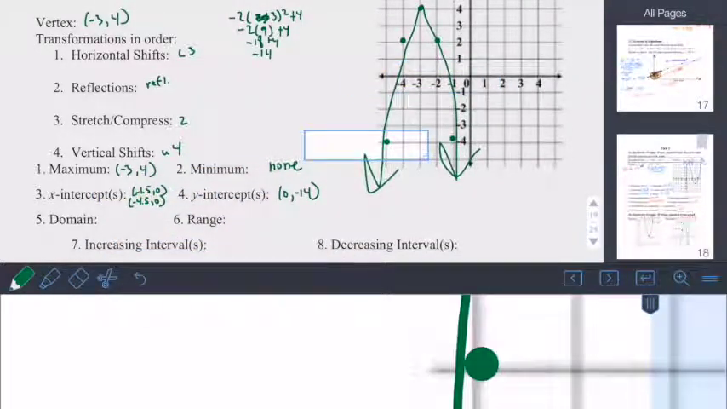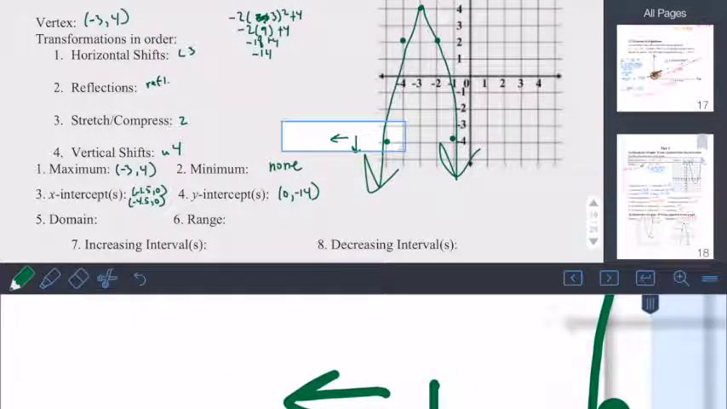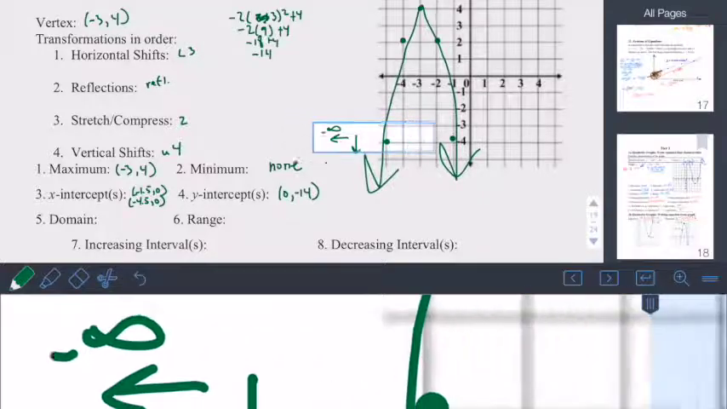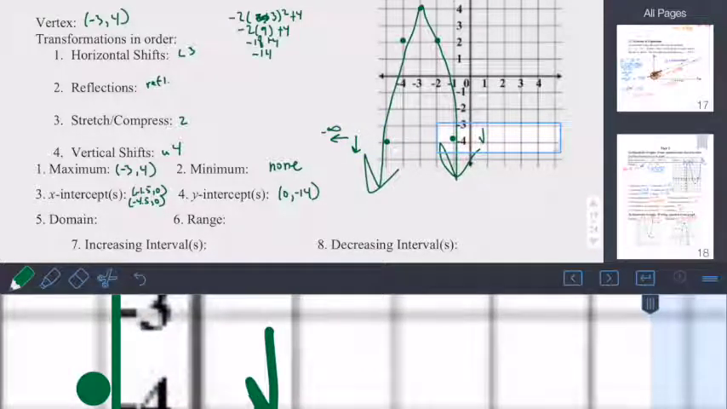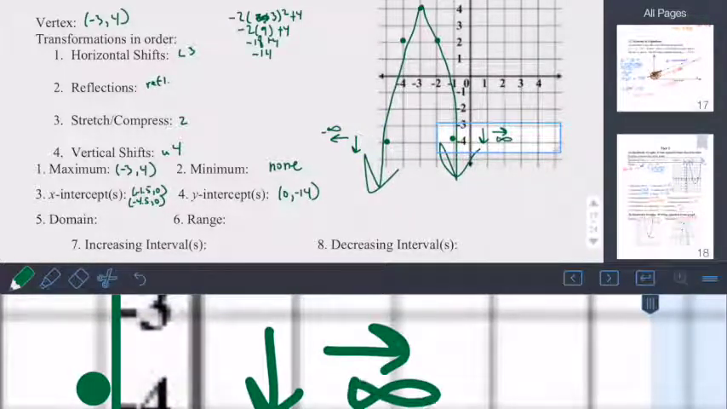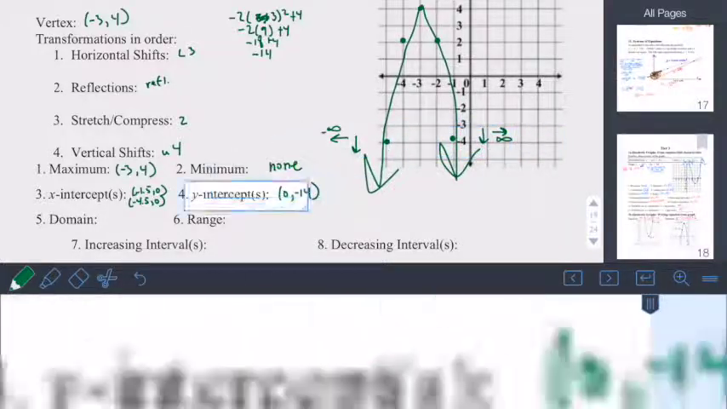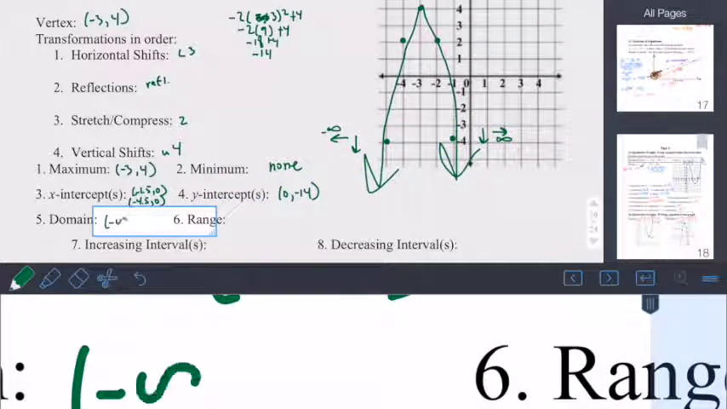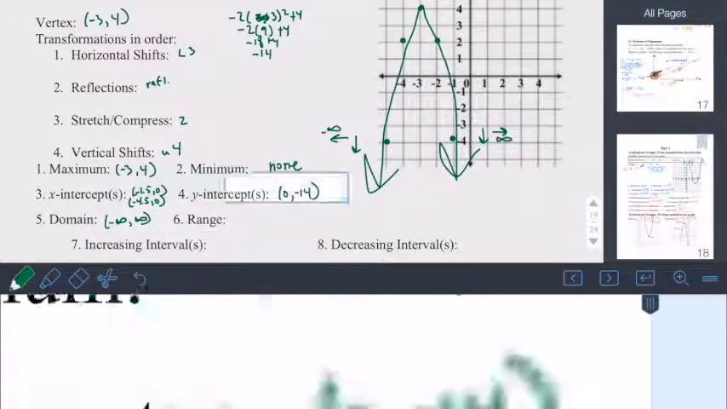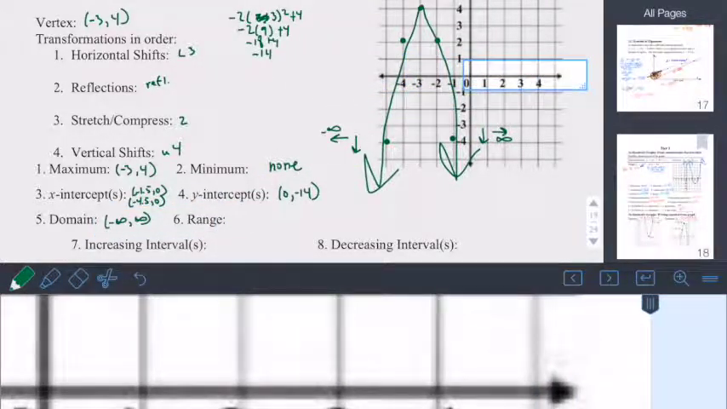My domain is all possible x values. Well, this will go down forever and to the left forever. So I've got my negative infinity. And then on this side, it goes down forever and to the right forever. So I've got my positive infinity. So my domain is negative infinity to positive infinity. Every x value will eventually hit.